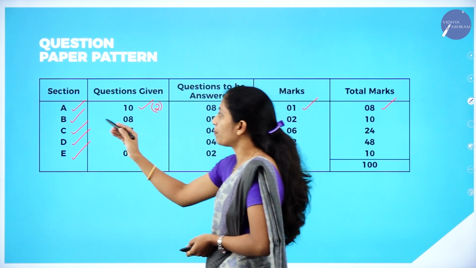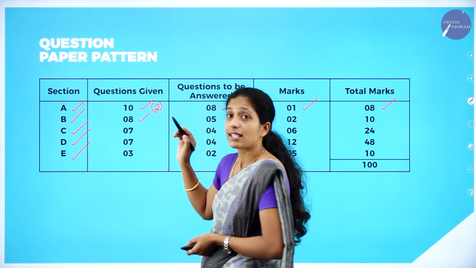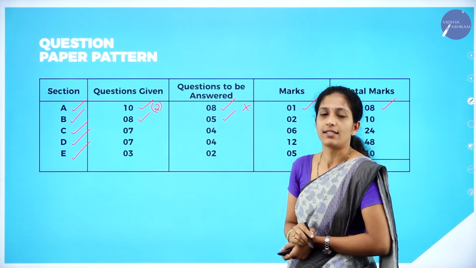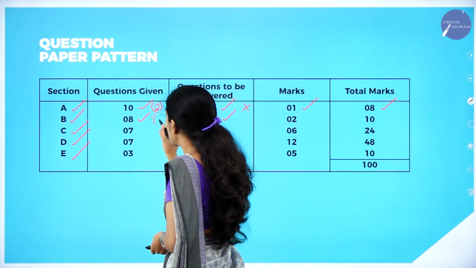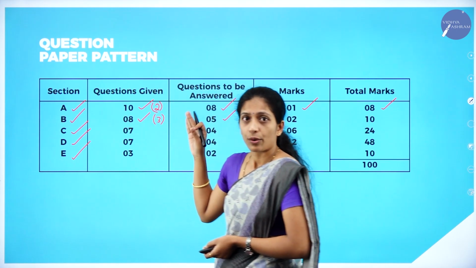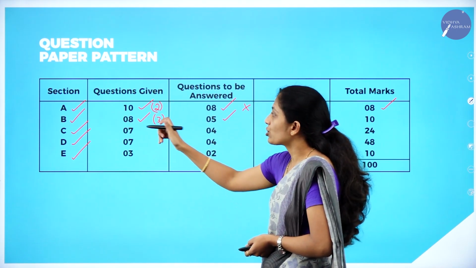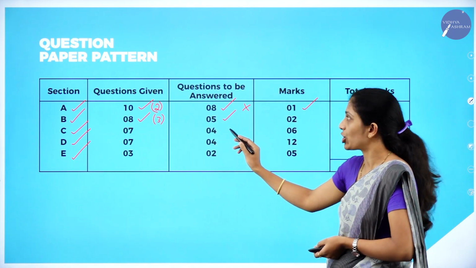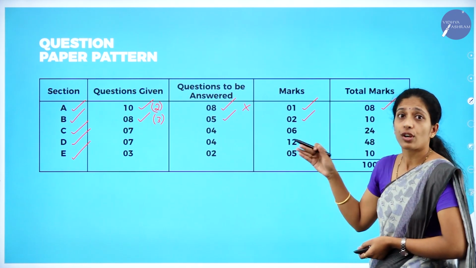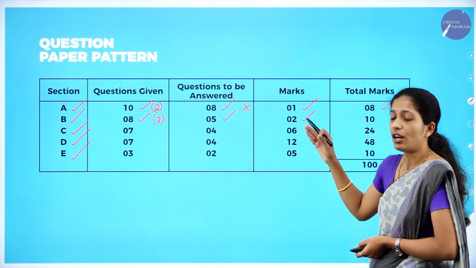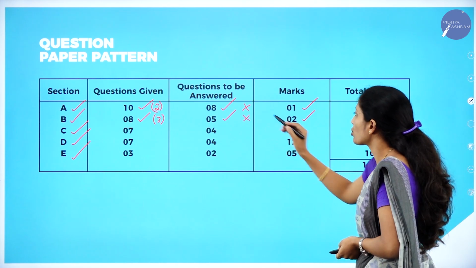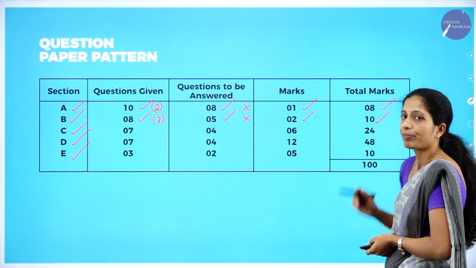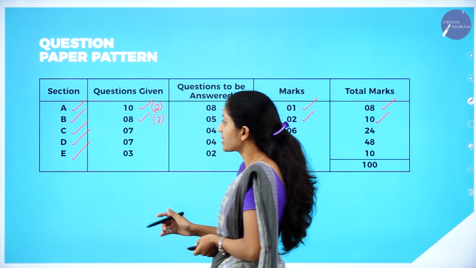Now coming to section B. Here they will ask 8 questions, out of which you are going to write only 5 questions. So here 3 questions are optional for you. They will ask 8 questions, out of which you have to write any 5 questions which carry 2 marks. So your section B is for 2 marks. So 5 into 2, the total marks expected in your section B is 10 marks. Clear?